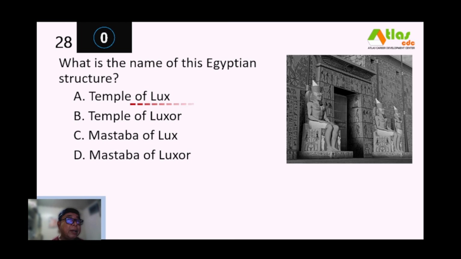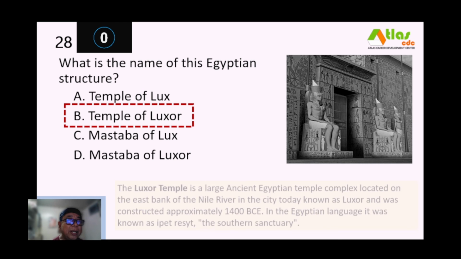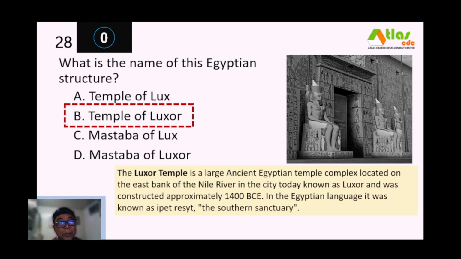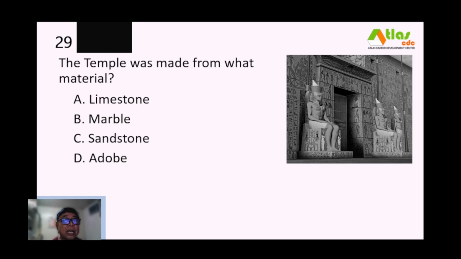And our correct answer is letter B, Temple of Luxor. So the Temple of Luxor, or the Luxor Temple, is a large ancient Egyptian temple complex located on the east bank of the Nile River in the city today known as Luxor, and was constructed approximately 1400 BCE. In the Egyptian language, it was known as Ipet Risit, or the Southern Sanctuary.